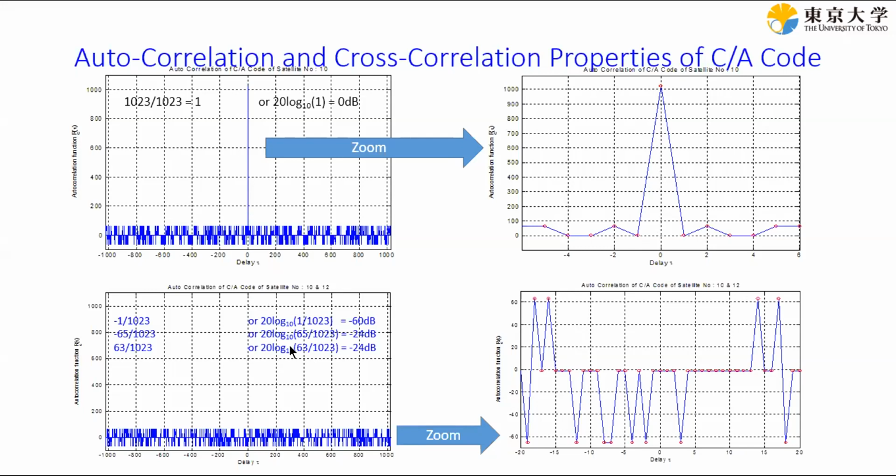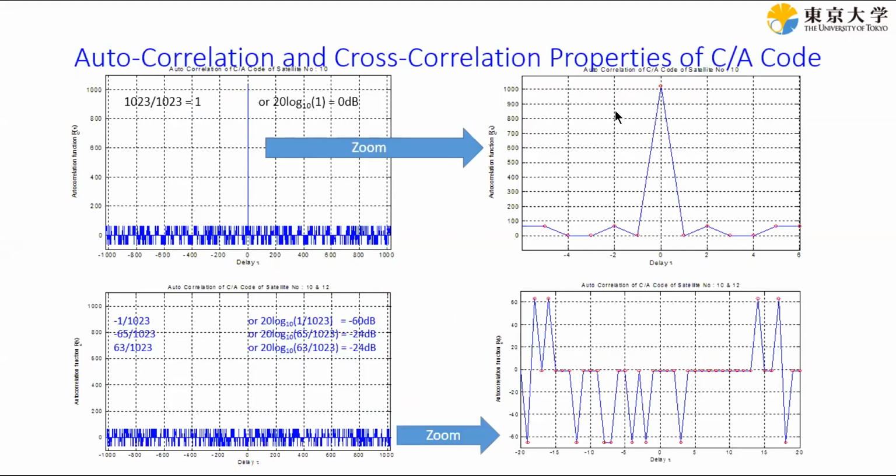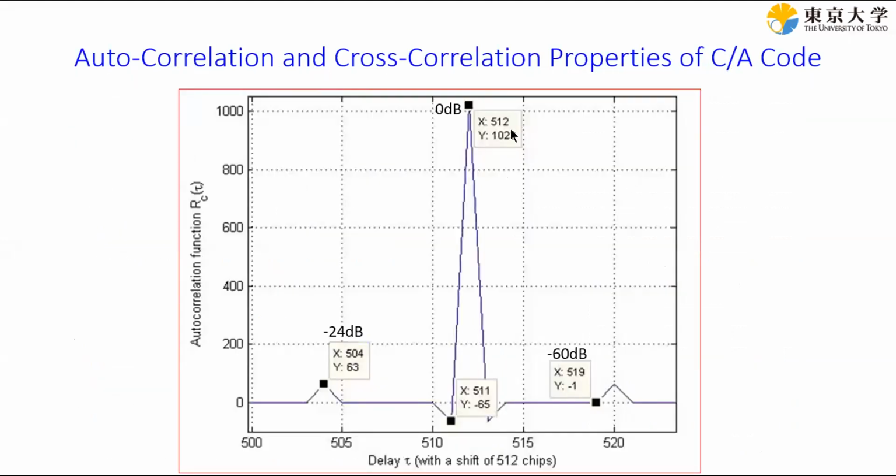And in that case, you will have these values, either minus 60 dB or minus 24 dB. So either only 1 chip is correlated, or only 65 chips are correlated. So you have either minus 24 or minus 60 dB of correlation. This doesn't give you any information, meaning the signal is not present. Okay? So you see something like this. This is the same thing as this one, just zoomed.